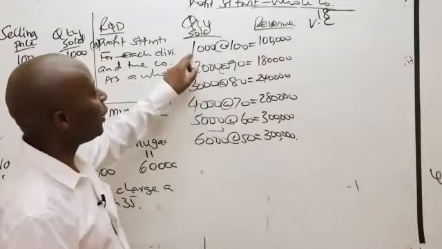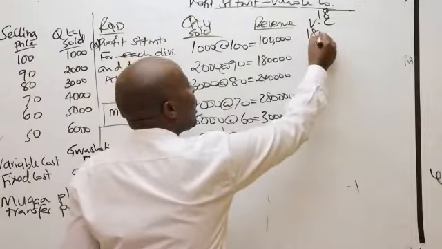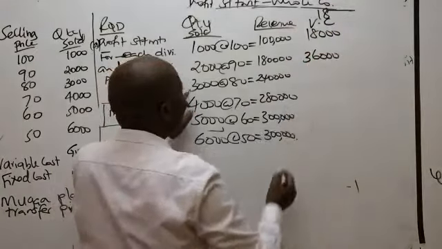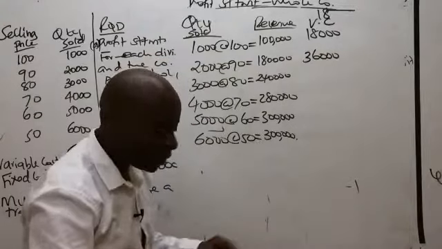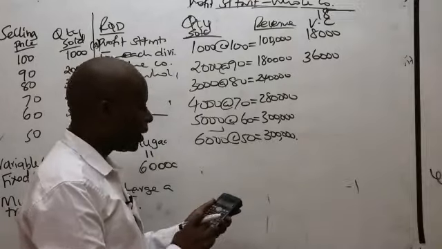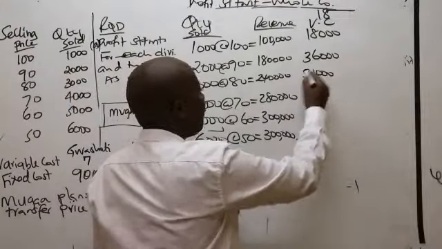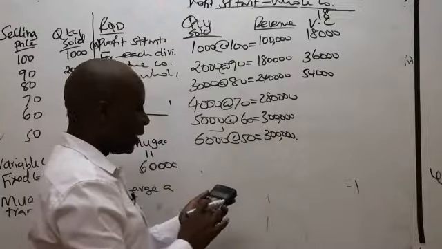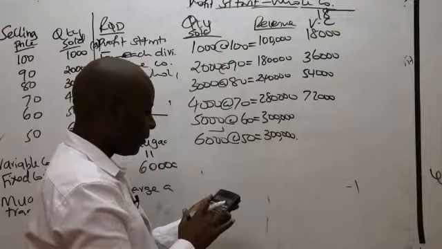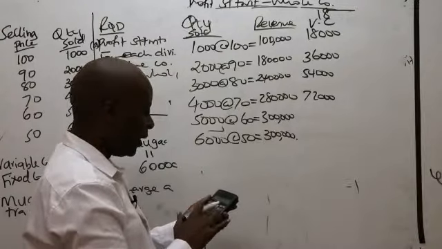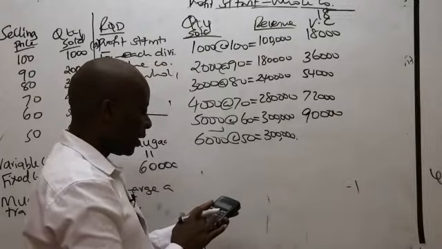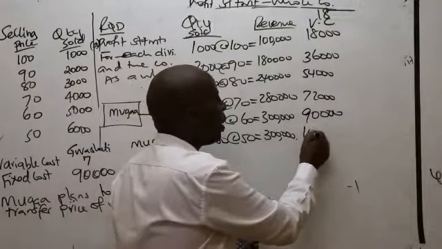So 1,000 times 18 gives us 18,000. 2,000 times 18 gives us 36,000. Then we have 3 times 18, which is 54,000. 4 times 18 is 72,000. 5 times 18 is 90,000. And then we have 6,000 times 18, giving us 108,000.